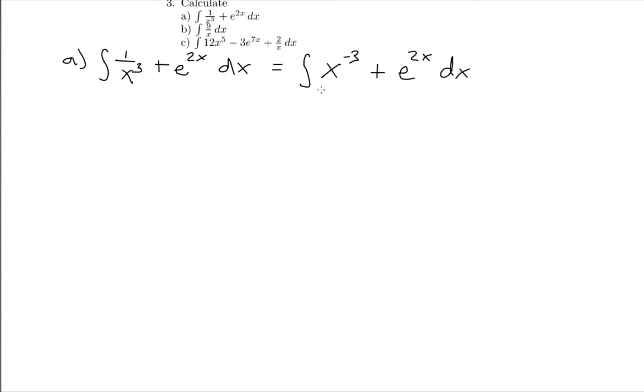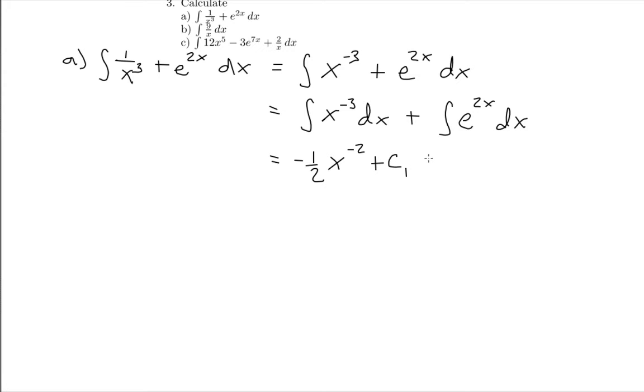Now I do have rules that tell me how to manipulate two functions added together when you do an indefinite integral, and what the rule says is that I can actually separate these into their own independent indefinite integrals. So I can just split them up like this. I have the indefinite integral of x to the power of negative 3, and then the indefinite integral of e to the 2x dx. And now I do have formulas for these things. This becomes negative 1/2 x to the power of negative 2 plus, say, a constant c1. And this becomes, using our formula, 1/2 e to the 2x plus another constant c2.